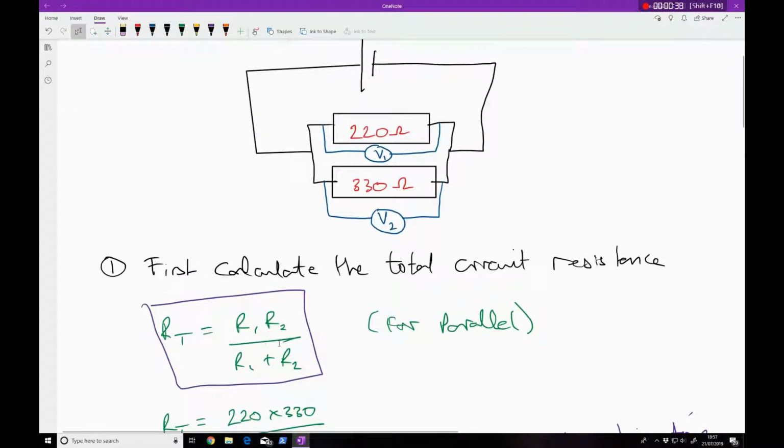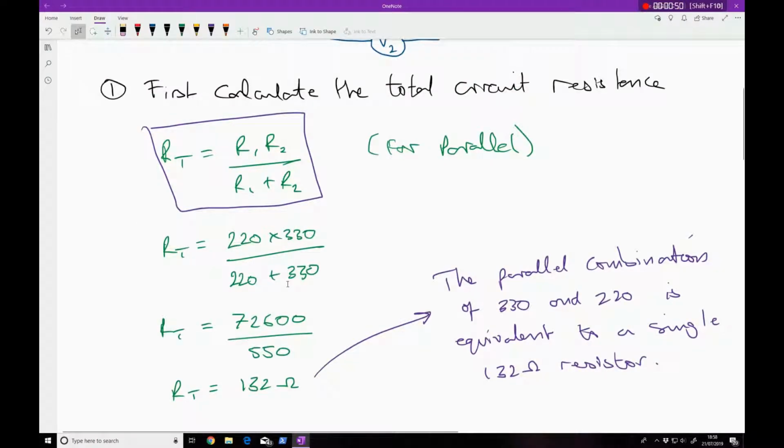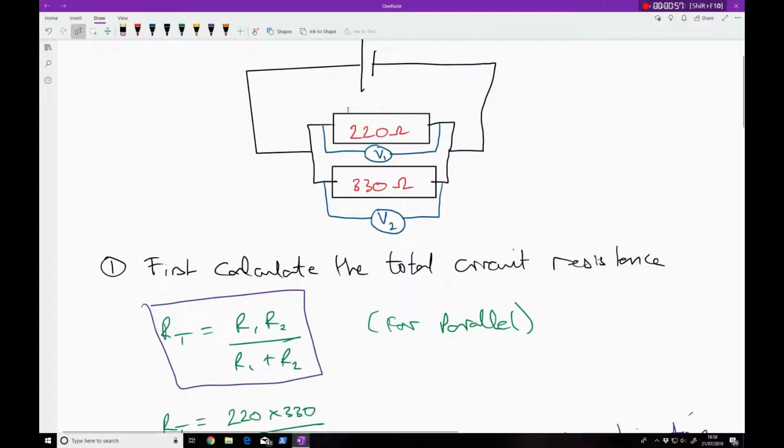And you can do this with as many as you want, although the expression won't quite be the same. This expression is specifically for two resistors in parallel. For three resistors, it becomes a bit more complex. We add in the numbers and we get a total circuit resistance of 132 ohms. So this basically means that this parallel combination, if I just do a purple box here, is equivalent to a 132 ohm resistor.